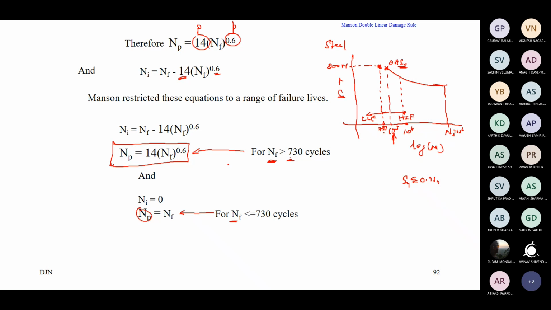Okay. Usually for a given steel material, as per Manson, if the total number of cycles, or life, is greater than 730, then we can go with this particular postulate. If it is less than 730 cycles, that means we are applying a really high stress on the component. With the first cycle, when you apply the load itself, there is some crack in the component, and we have to only look into the crack propagation time. That is the overall idea. Okay.